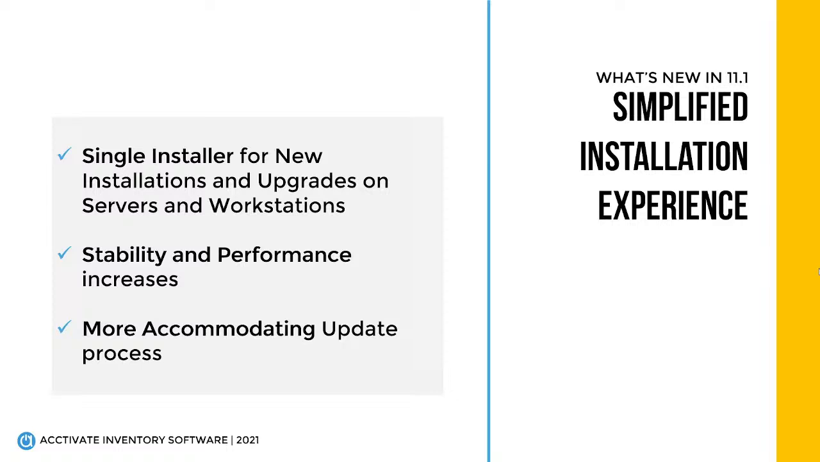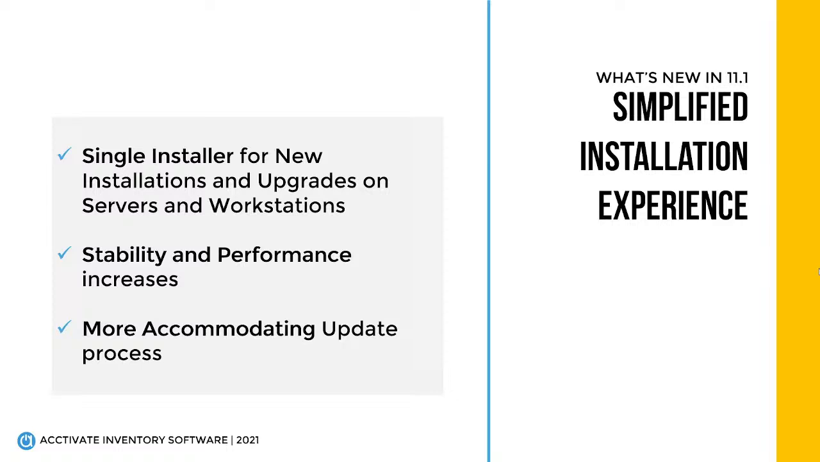With 11.1, when you perform a new install or an upgrade, an Acctivate EXE is installed on your workstation. This is a change to the way Acctivate has been run in the past, and it offers increased stability and performance when running Acctivate. By using a local EXE, each workstation can also update at their own convenience as long as they're within a certain minimum version of each other.